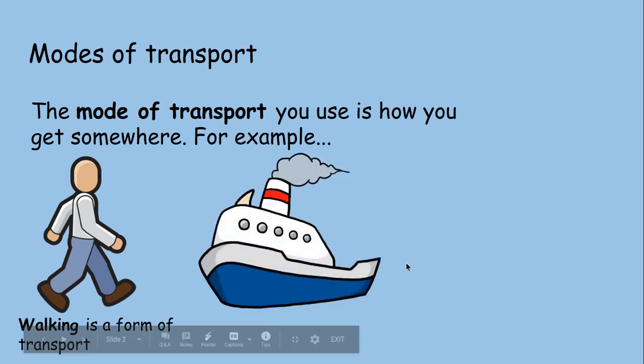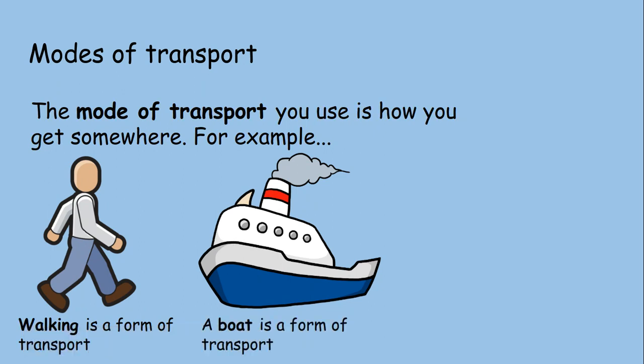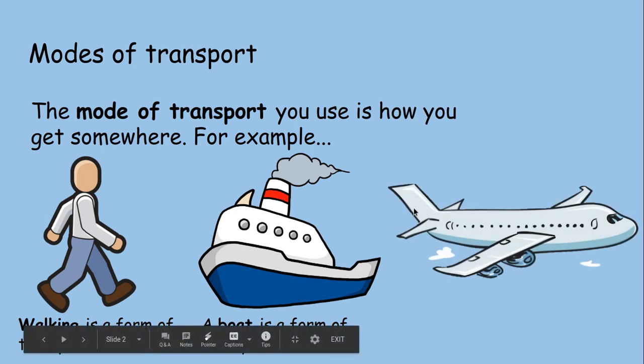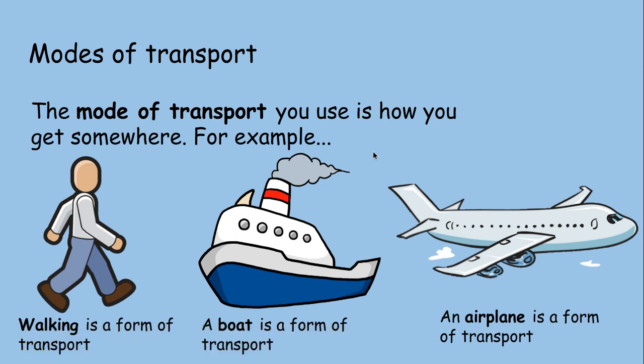And then what have we got here? Looks like it goes on the ocean. That is a boat. A boat is a mode of transport too. And then finally, this big guy looks like he goes in the sky. That is an aeroplane. There we go. So these are different modes of transport: walking, getting on a boat, and getting on an aeroplane.